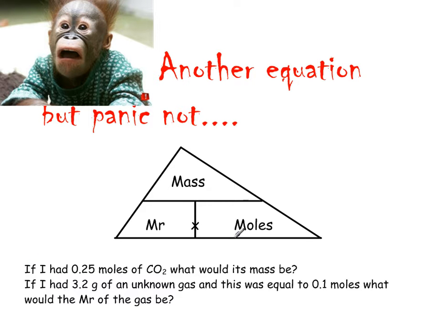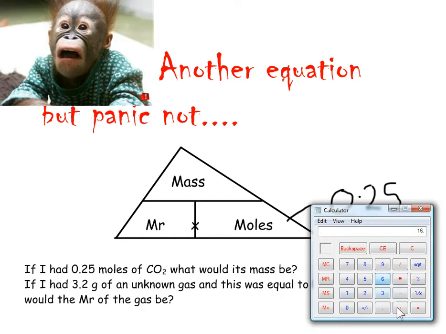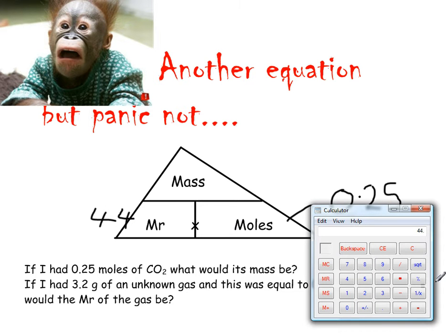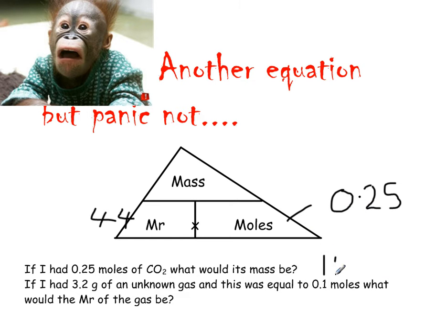If I had 0.25 moles of carbon dioxide, so if I put 0.25 here, moles of CO2, what would the mass be? So I need to look at the Mr on the periodic table. Carbon's 12, oxygen's 16. So that will be 16 plus 12 plus 16. So it's 44. So the Mr is 44. And then, because they're down at the bottom, I times them together. 44 times 0.25. So the answer would be 11 grams.